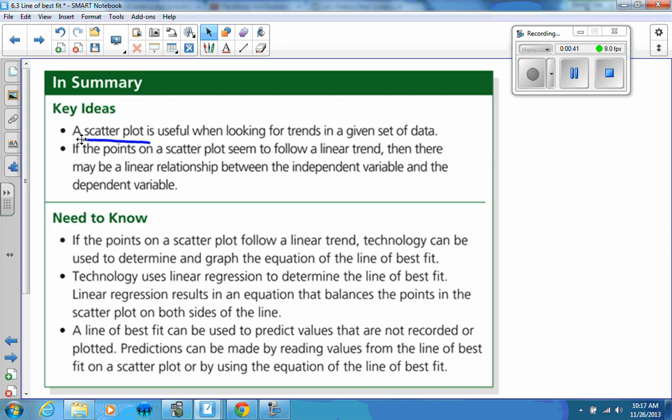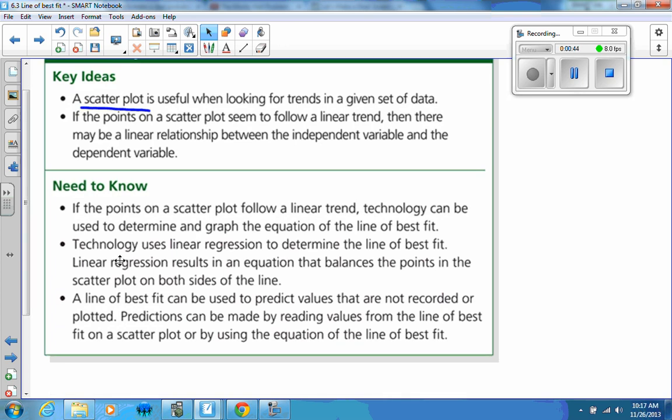So things you need to know. If the points on a scatter plot follow a linear trend, technology can be used to determine the equation of the line of best fit. Technology uses linear regression to determine the line of best fit. Linear regression results in an equation that balances the points of the scatter plot. The line of best fit can be used to predict values that are not recorded on the plot.